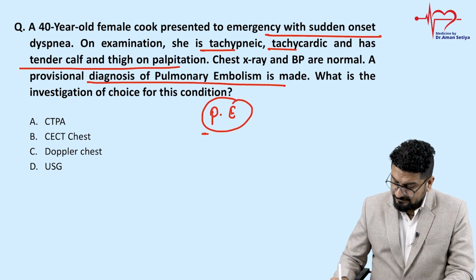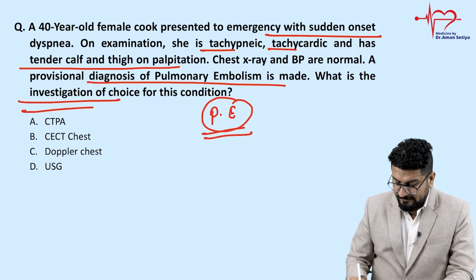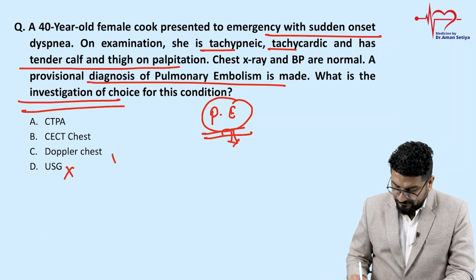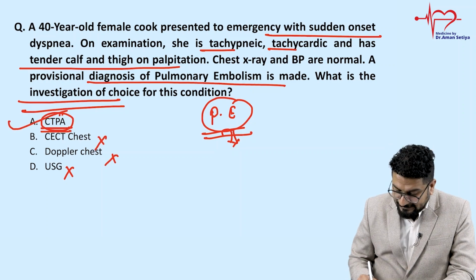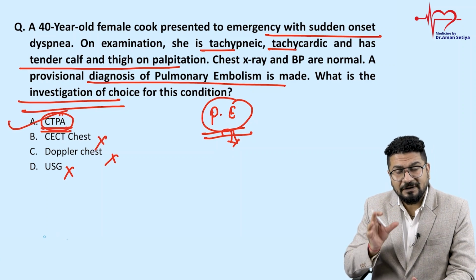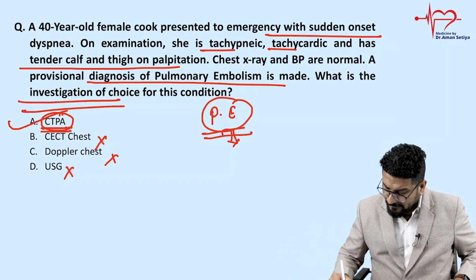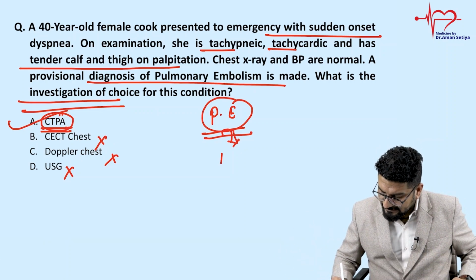To confirm this, what is the investigation of choice they are asking? So the best test will be angiography. Angiography, we need to say CTPA. It's computerized tomographic pulmonary angiography. So CTPA is nothing else but angiography. So the investigation of choice, our gold standard, is angiography.